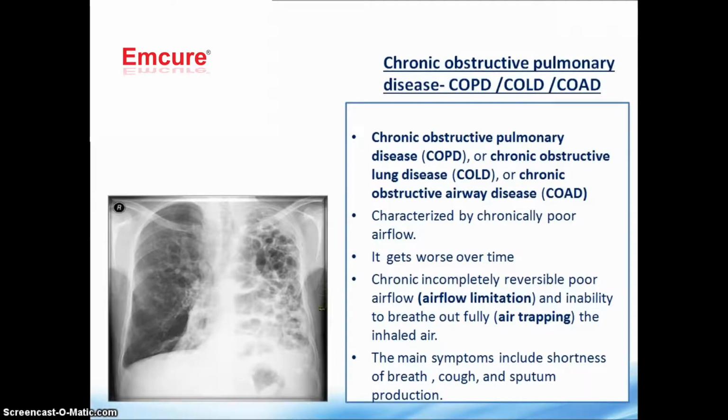So, the main symptoms include shortness of breath, cough, and sputum production. Here is an X-ray where you can see that there is enlargement of the lung spaces, or there are cavities seen in the lungs all across. On the left lung you can see the bronchial markings. This is fairly normal, but the right lung has a lot of trapped air inside along with cavity formation. We'll talk about this condition later. I will get back to you once again with this X-ray.